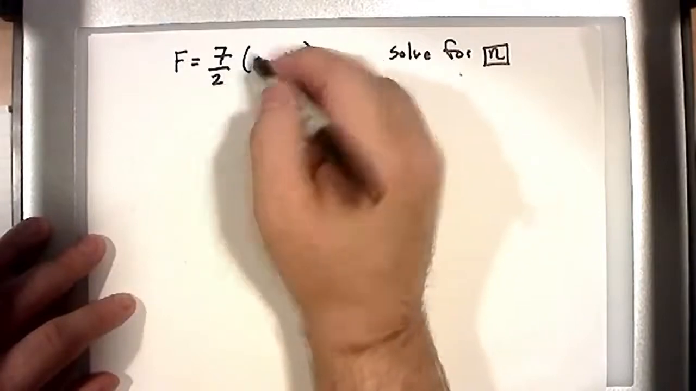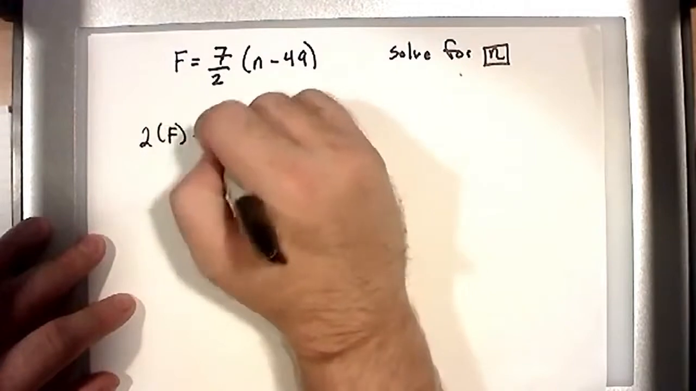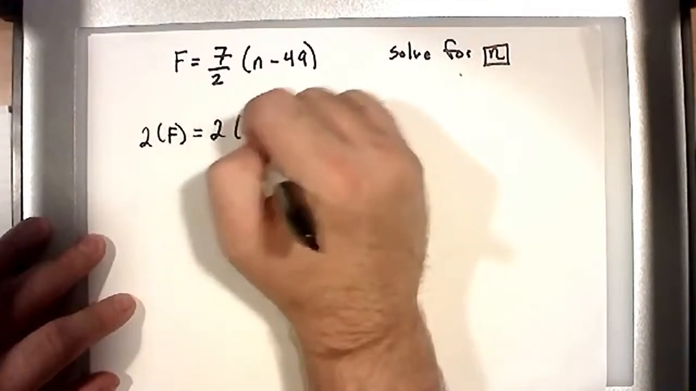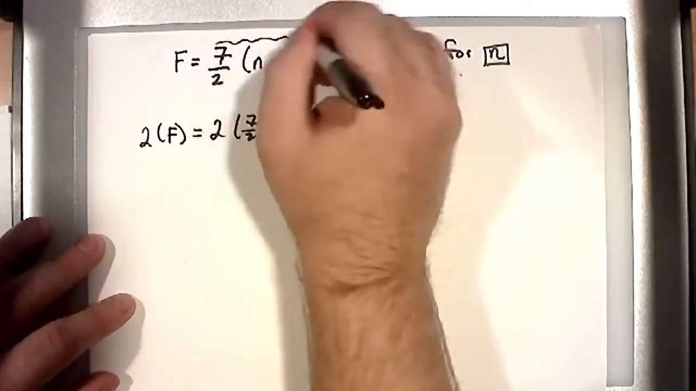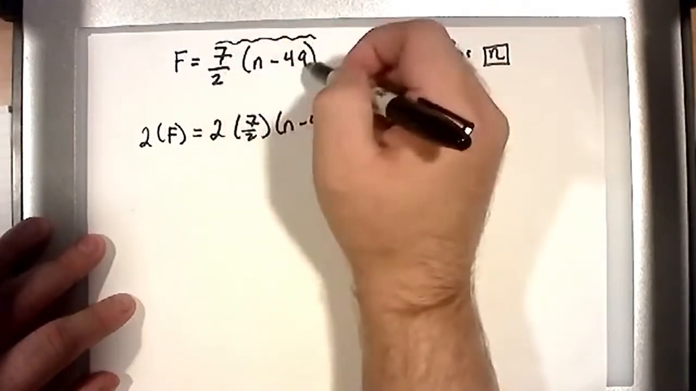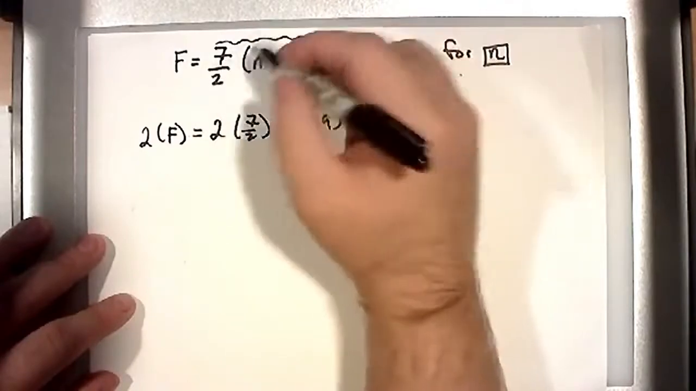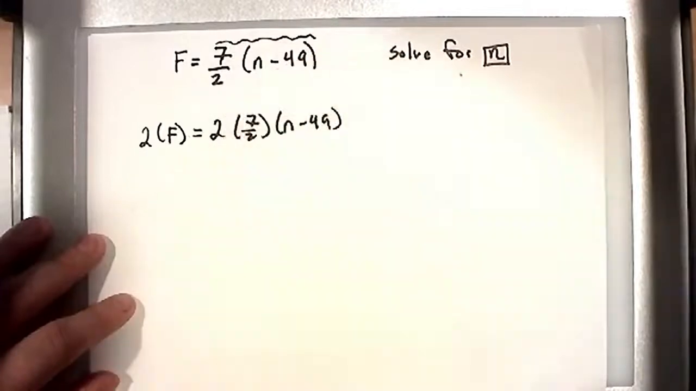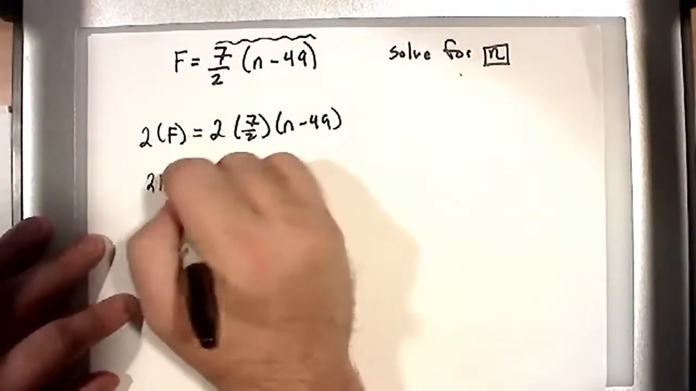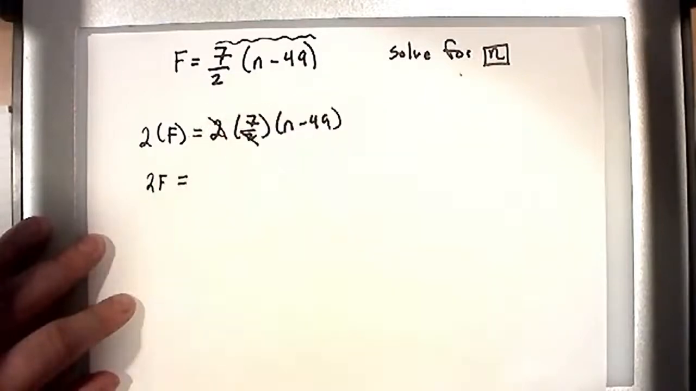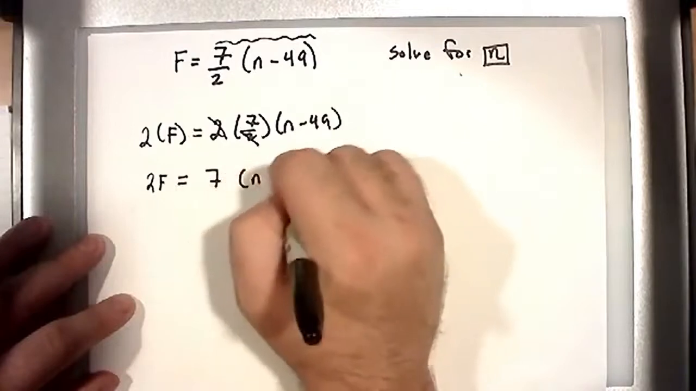How do you get rid of division? With multiplication. So I'm going to multiply the left side by 2. I'm going to multiply the right side by 2. You only need to do it once, though. Because you didn't distribute, this is all one piece. 7 over 2 times n minus 49. If you distributed, now it's 2 pieces. Now you have to do it twice. I don't want to get into all that. So this whole thing multiplied by 2. On the left side, 2 times f is just 2f. On the right side, 2 and 2 cancel out. And you're left with 7 times n minus 49.